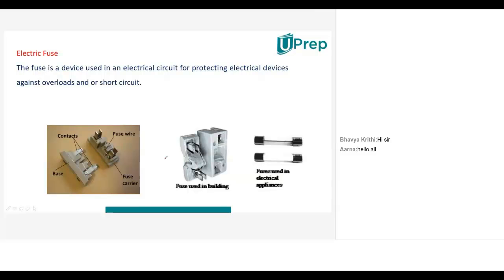And what is the electric fuse? The electric fuse is a device which is used in an electrical circuit, and it is used for protecting the electrical devices against overload or short circuit. Overload means whenever high current comes, a large amount of current reaches your home. Generally what happens is the appliances will be spoiled, like TVs, refrigerators, and even sometimes bulbs will explode if you get more current.